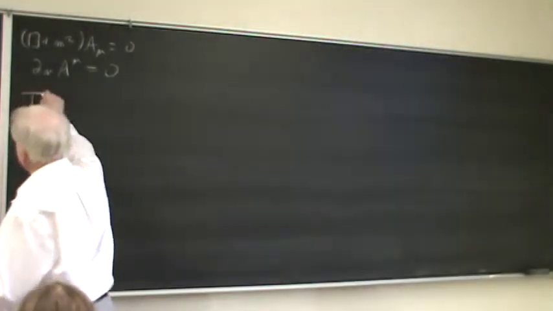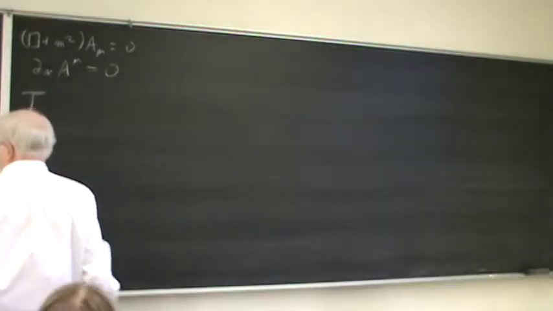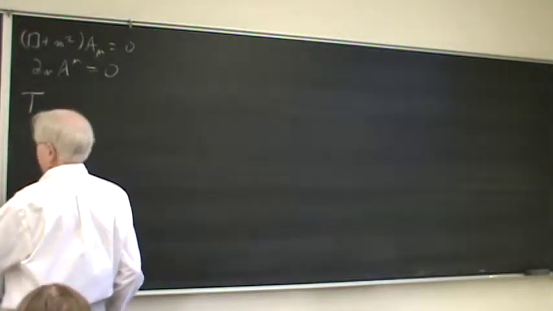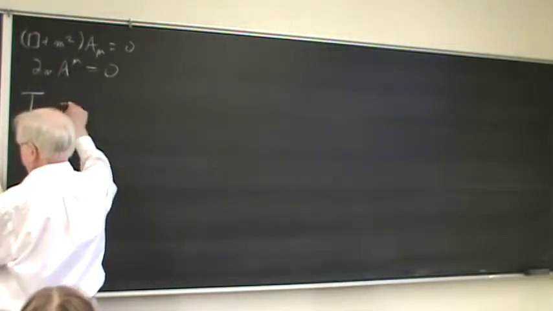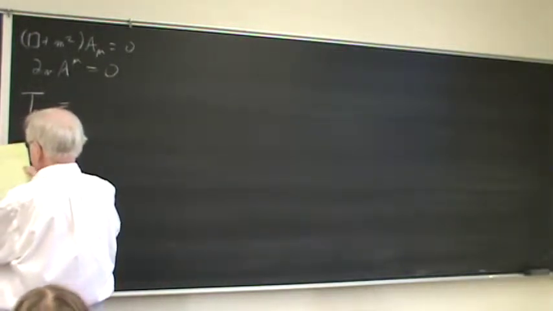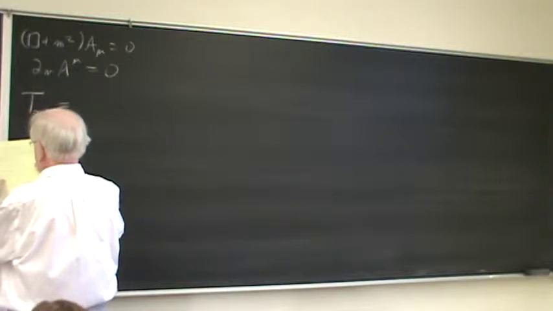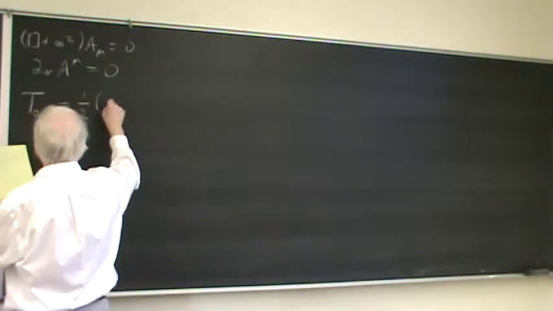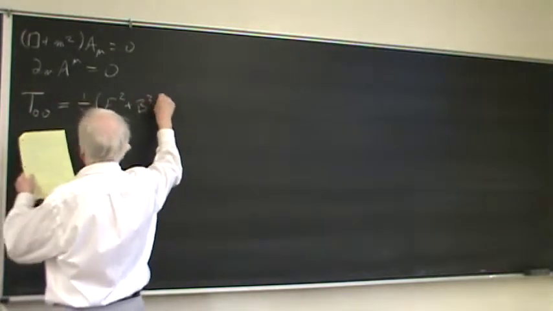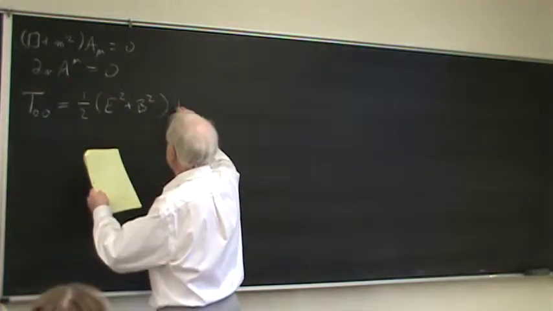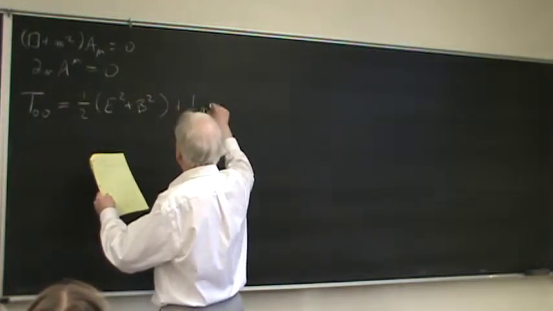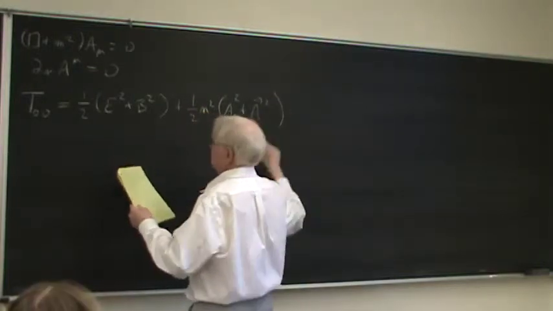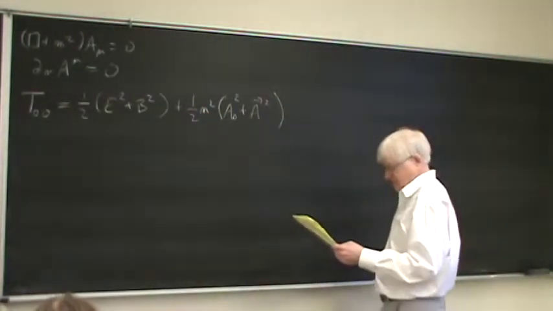The energy momentum tensor. Well, Schwartz writes it down for T mu nu, but what we're going to look at really is T00. This turns out to be, let me skip a couple of lines, a half (E squared plus B squared) after some manipulation. It's that plus a half m squared (A0 squared plus A vector squared). So that's nice and positive.